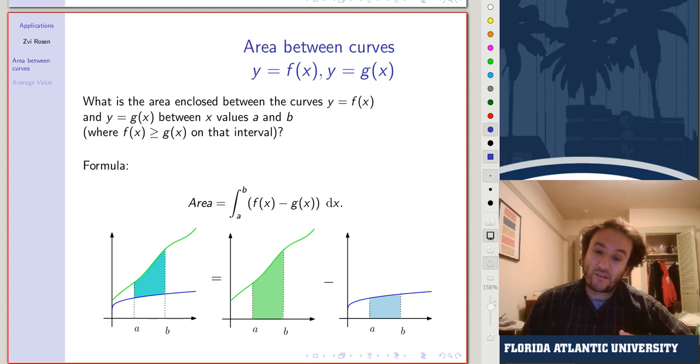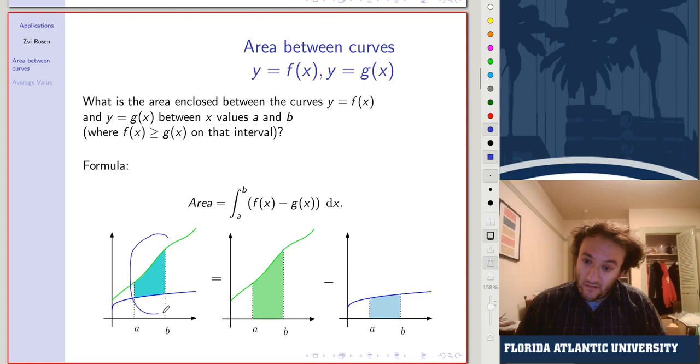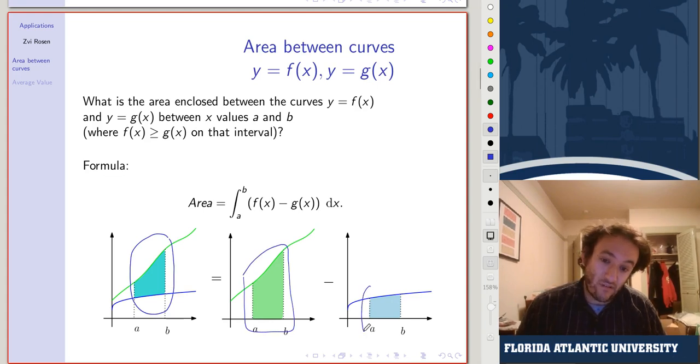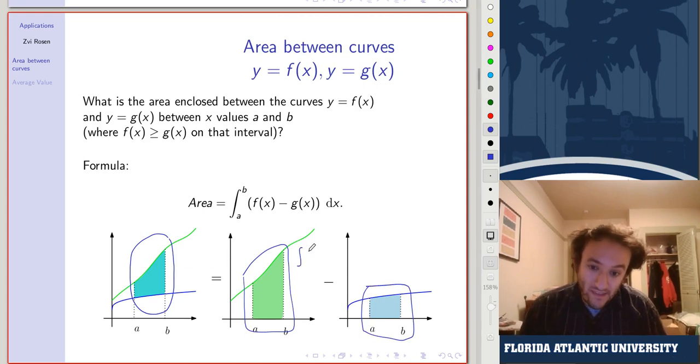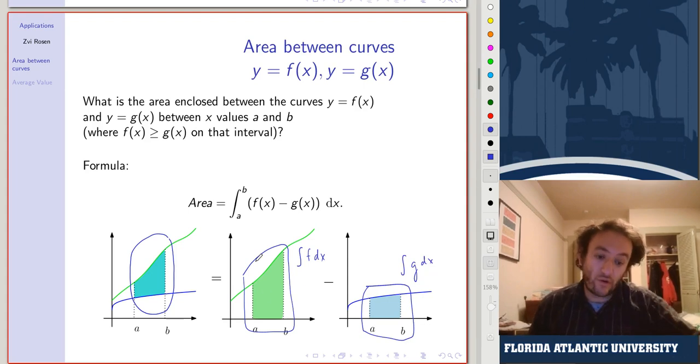And the cartoon that can help us understand this formula is given below. If we're looking for this area between the two curves, we can start with the larger green area and subtract out this smaller blue area. And what we get is the original. That's what we do when we take the integral of f dx and the integral of g dx. So by subtracting this from that, we get what we're looking for.